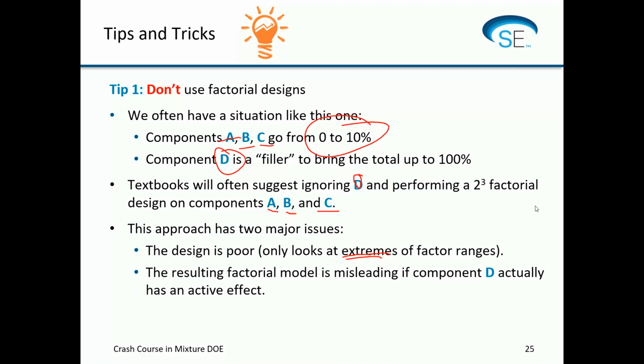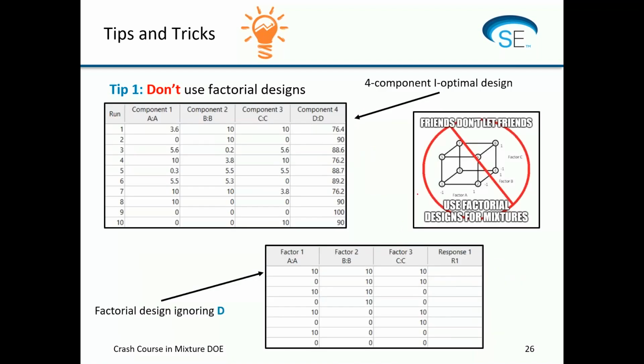Second of all, if it turns out that the one component you think is a filler, component D, actually has some active effect that's driving the response you're measuring, the predictive model that you get is going to be misleading. What you see on the ANOVA as component A might actually be some blend of component A and D. You get aliasing. So let's look at an example.